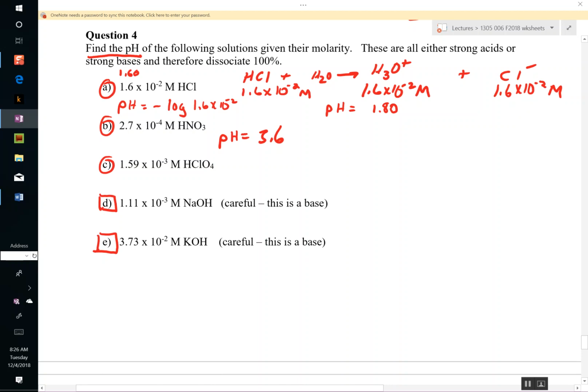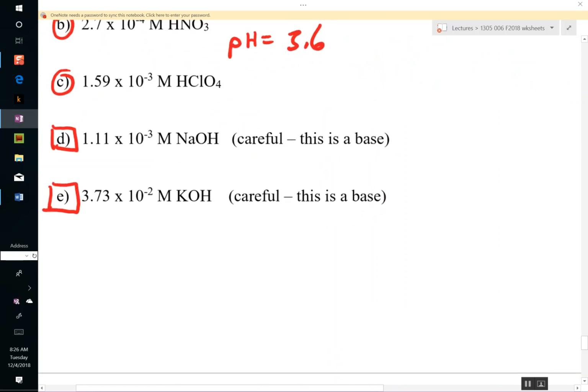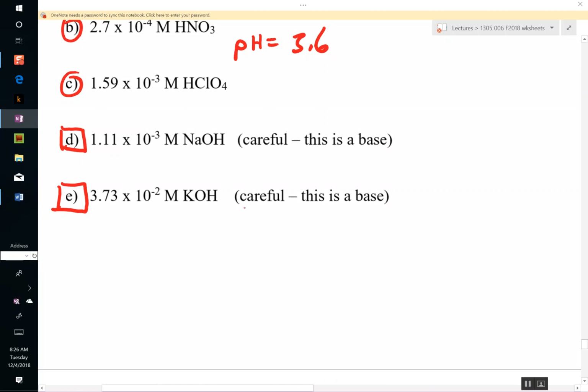I'm going to choose E because it has a little bit more room to solve the problem underneath it than D. Now this says, careful, this is a base. The biggest problem students have on this kind of problem is they look at this and go right ahead and do pH equals the negative log, and they figure out a pH, but they don't have the hydronium ion concentration. So let's see what's going on here.